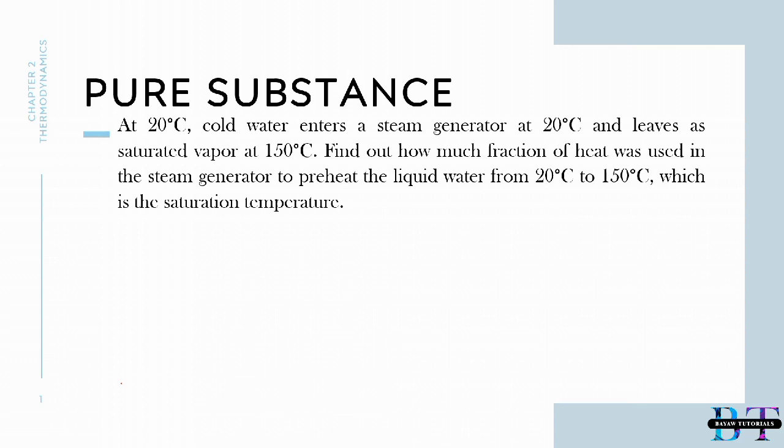At 20 degrees Celsius, cold water enters a steam generator and leaves as saturated vapor at 150 degrees Celsius. Find out how much fraction of heat was used in the steam generator to preheat the liquid water from 20 degrees Celsius to 150 degrees Celsius, which is the saturation temperature.